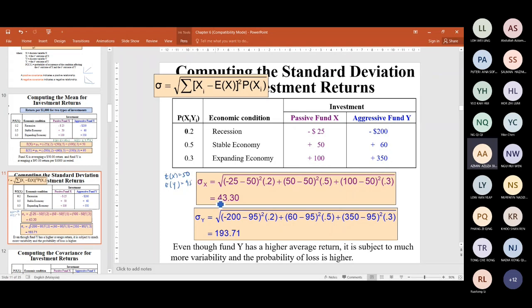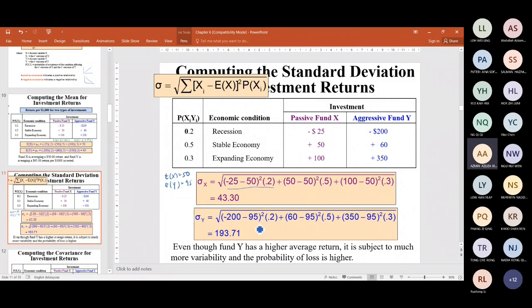So each of your data minus your mean, squared, times your probability. The first one is negative 25 minus your mean 50, squared, times 0.2. Plus the second data, 50 minus your mean of X, 50, squared, times 0.5. Plus the third data, 100 minus 50, squared, times 0.3. Then you take the square root because this is the standard deviation. So you get 43.3.